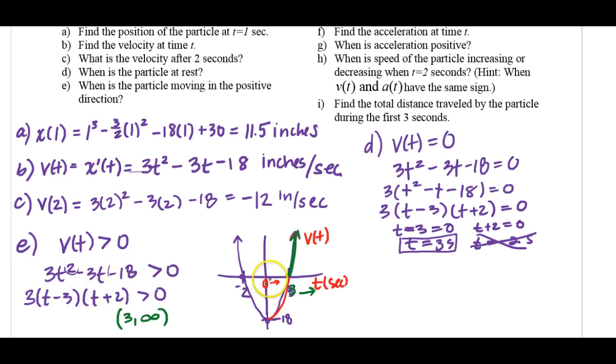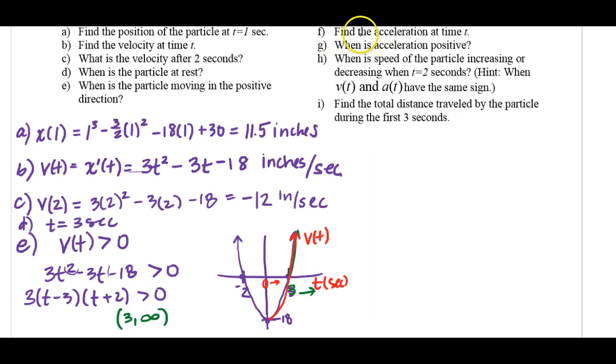And then we're understanding conceptually that time has to be positive, so I only care about what's happening to the right of the vertical axis, so to the right of 0. And then this is understanding how to read a graph and when a graph is positive or above the x-axis.